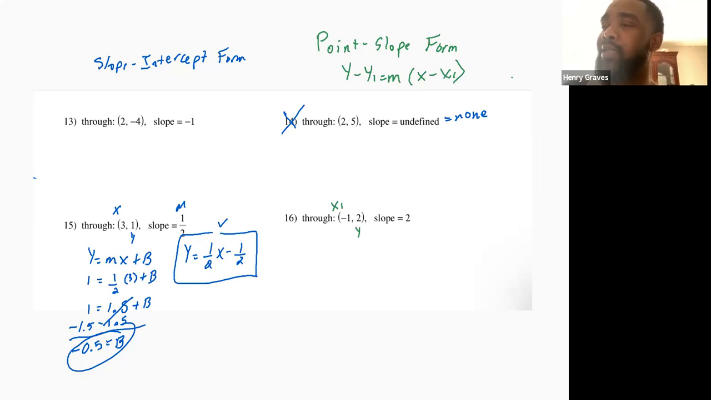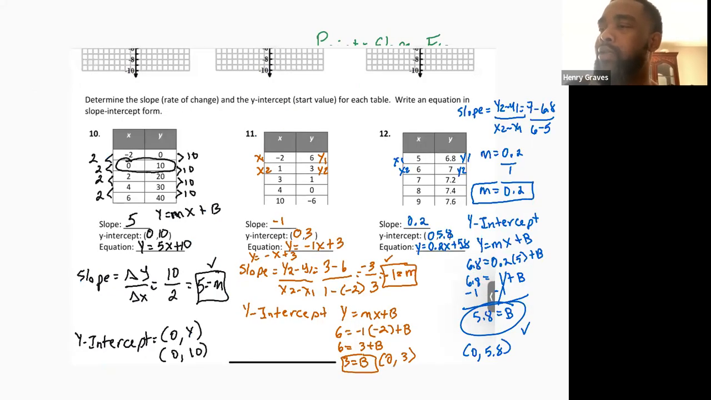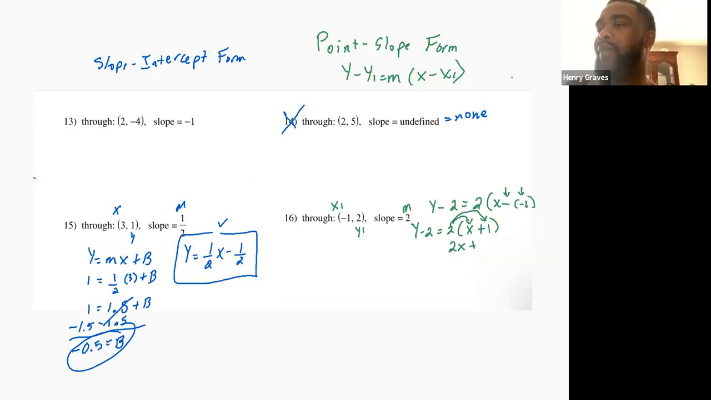So I have y minus 2 is equal to 2, which is the m, and x minus negative 1. Before I continue, I need to look here. Two negatives make a positive, so I have y minus 2 equals 2 parentheses x plus 1, right? I can distribute it now. 2 times x is 2x, and 2 times 1 is just 2. And now to find my final answer, I'm just going to add 2 to both sides, because the opposite of minus 2 is plus 2. So y is going to equal 2x plus 4. And I am done.